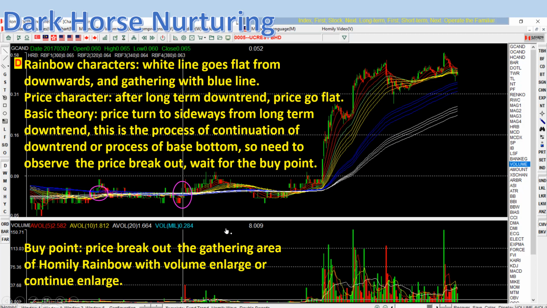If it is like this one, you need to wait for the buy point, and the buy point is when the price breaks out of the gathering area. Here is the gathering area, so you must wait until the price breaks out of the gathering area of Homing Rainbow with volume enlarging or continuing to enlarge. You can see this one, the volume also enlarges and continues to enlarge, but not very obviously compared with this one. So we can see here it enlarges and then continues to enlarge, so this buy point will be safer.